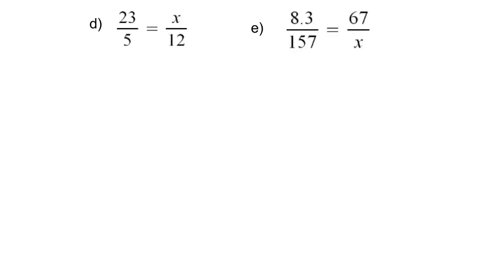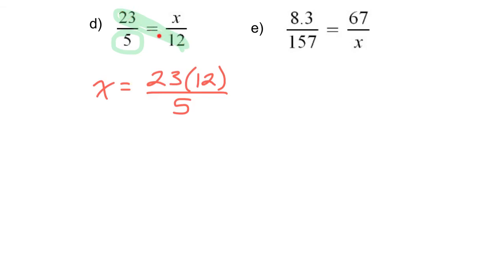So here we have 23 divided by 5 equals x over 12. I don't think that you can find a multiplying pattern with a nice whole number, so I'm going to do cross multiply. So multiply the diagonals, divide by the number left over. So x is equal to 23 times 12 divided by 5. You can just go ahead and do the math. You end up with 55.2.